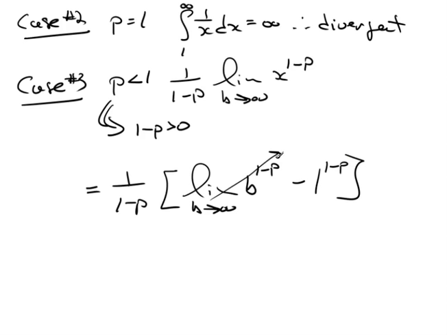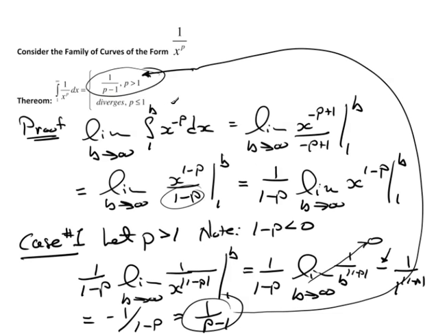Well, this is going to go to infinity, so this is going to blow up. Therefore, it's divergent. And that's exactly what the theorem said should happen. So we just proved that that theorem is, in fact, correct.